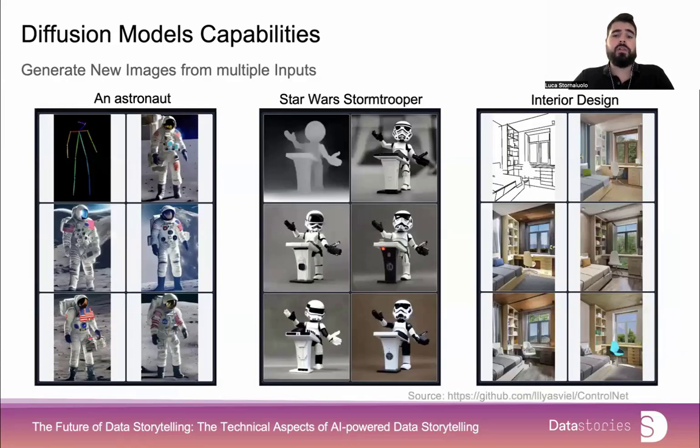Also in this example, it is possible to drive the generation with different inputs in addition to the text. Firstly, a human pose is used to generate an image with the same pose of an astronaut. In the second example, we see a depth mask to generate images that respect the 3D scene. Or again, a pencil sketch drives the generation of different views of a room.